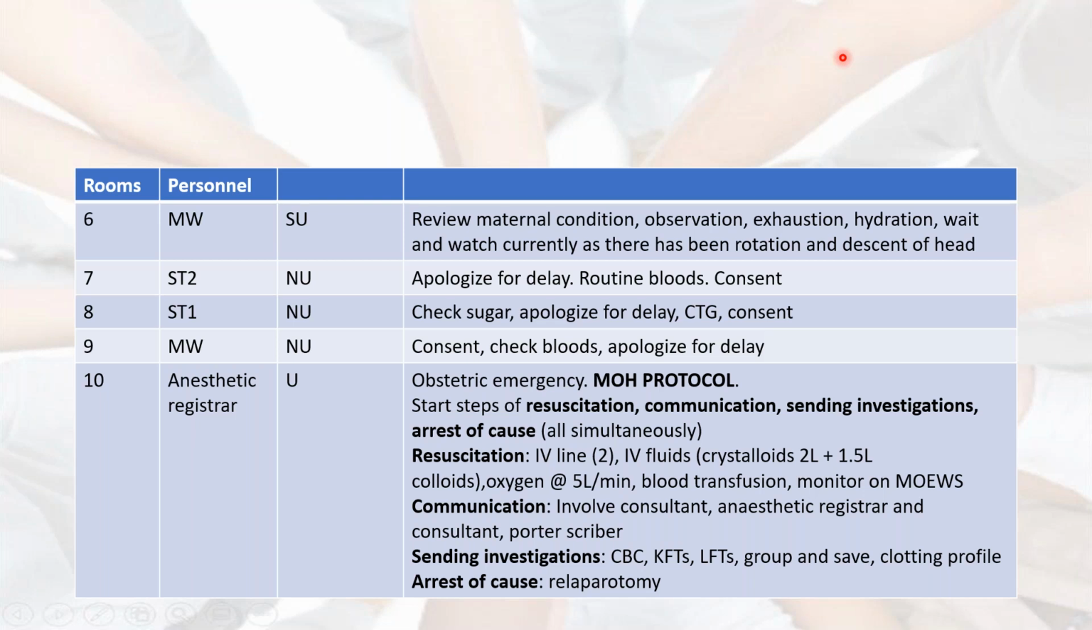In the meantime, you send her investigations, which is everything happening simultaneously, remember. So complete blood count, renal function test, liver function test, group and save, coagulation profile, and I would consider re-laparotomy for her. So this is a case of intraperitoneal bleed. You say all these 4 steps, say in each of the steps who you're going to communicate with, how you're going to resuscitate the patient, what investigations you're going to send, and then you say that I would like to take her up for re-laparotomy because it is intraperitoneal bleeding.